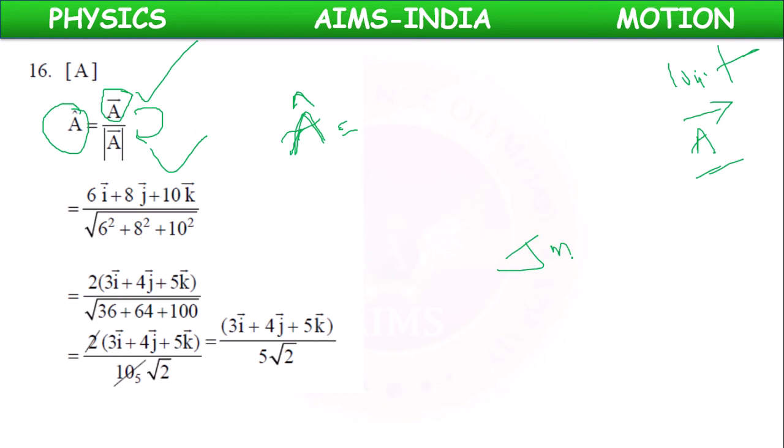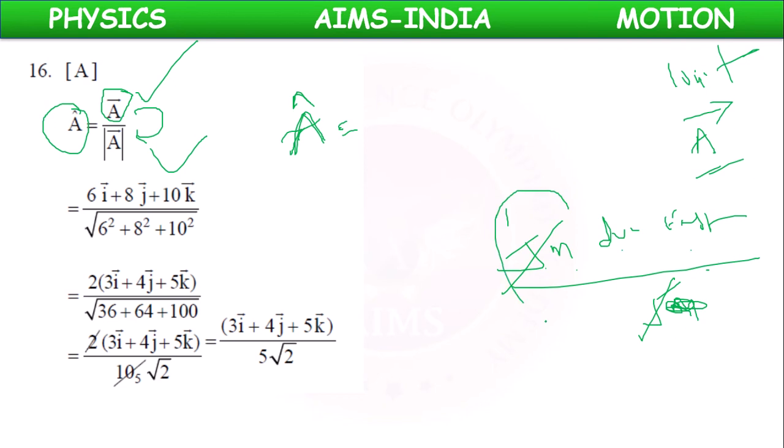Suppose the given vector is 5 meters due east, we have to divide with its magnitude, 5 meter or 5. 5 cancels. Then what will be the answer? 1 meter due east. If we divide with its magnitude, we will have unit magnitude and direction will be same. So the given vector is to be divided by its magnitude. So this is the given vector.